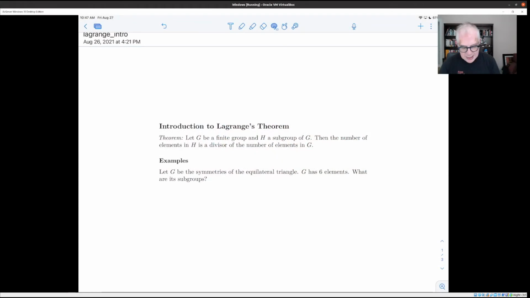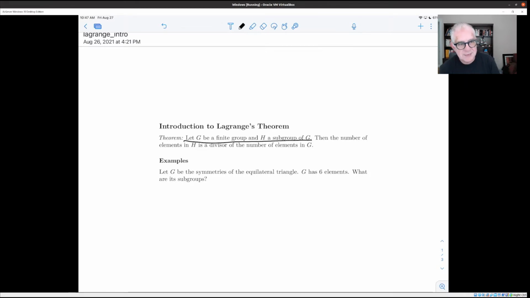So just to state things formally, suppose G is a finite group and H is a subgroup of G, then the number of elements in H is a divisor of the number of elements in G. That's called Lagrange's theorem. And let's look at some examples. Let's start by looking at the symmetries of the equilateral triangle.